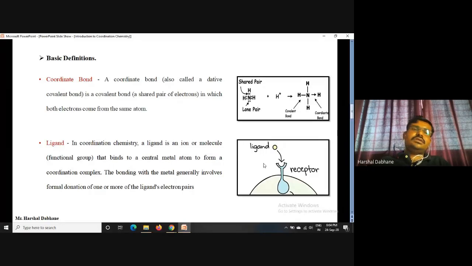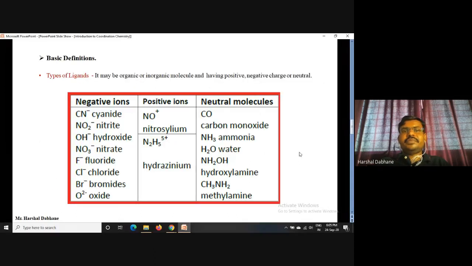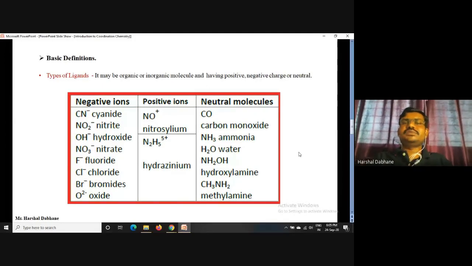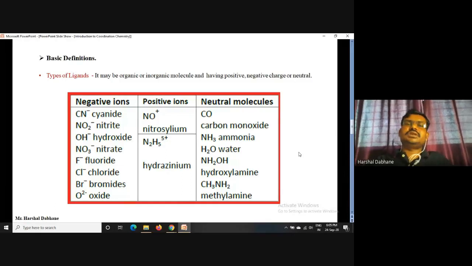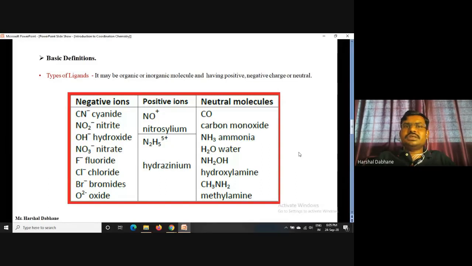So we have three types of ligand. I have already told you: positive, negative, and neutral ligand. Now we talk about the next topic, so we have to classify the ligands. There are many types of ligands depending upon their charges. Generally we classify ligands depending upon their charges, meaning whether they have a positive charge, a negative charge, or are neutral. So here we are going to categorize ligands into negative, positive, and neutral.